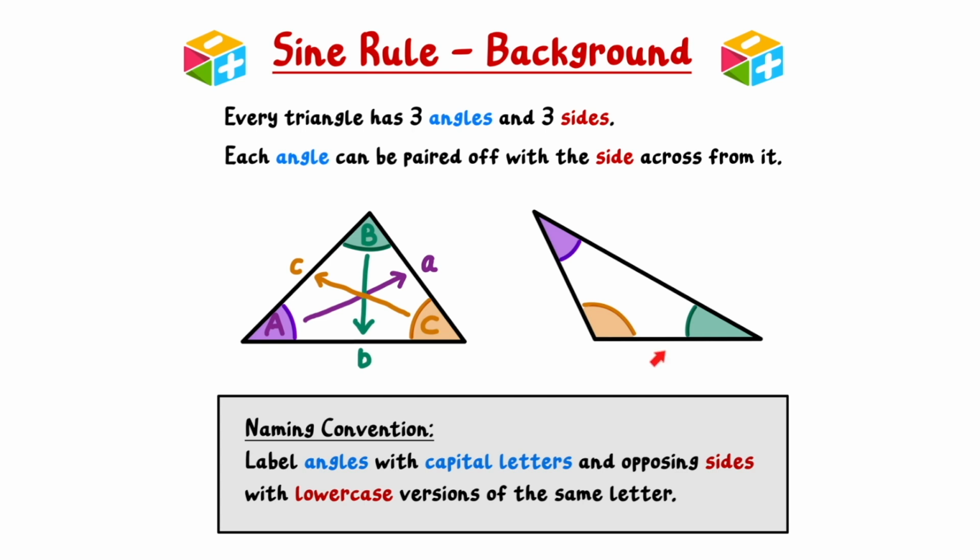In the second triangle, I'll label the angles with the capital letters P, Q and T. The sides across from these angles should be labelled with lowercase p, q and t. Before we introduce the statement of the sine rule, let's take some time to test your knowledge of side angle pairs.